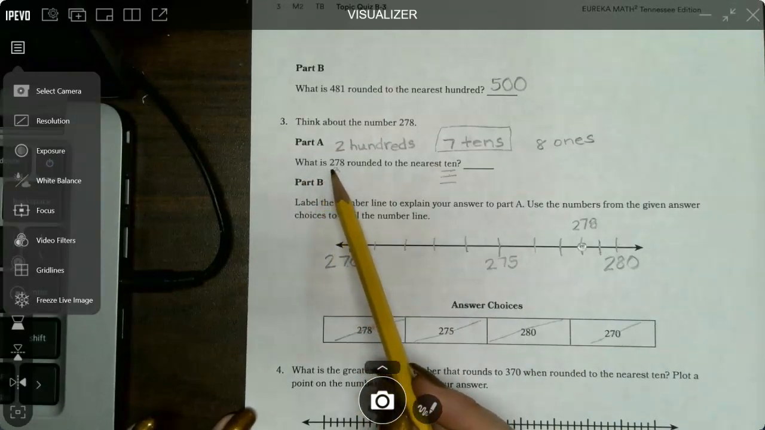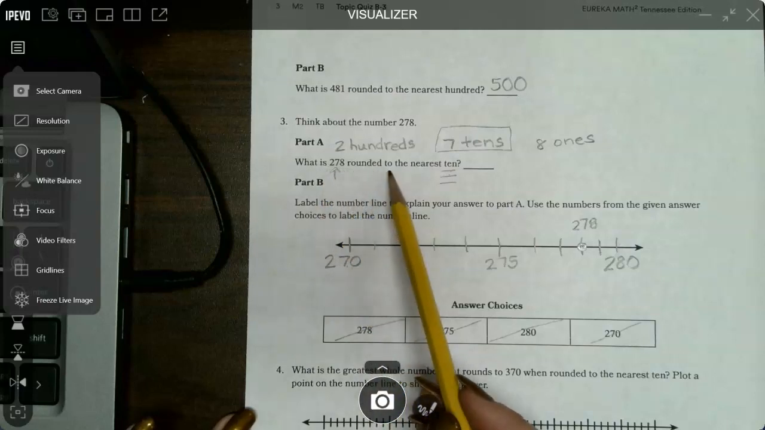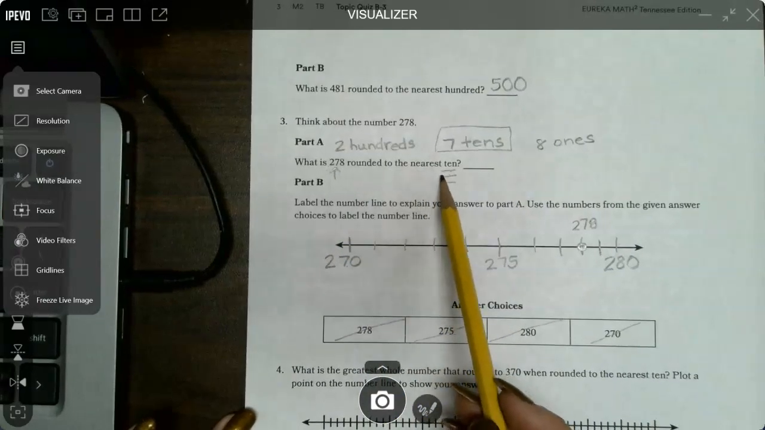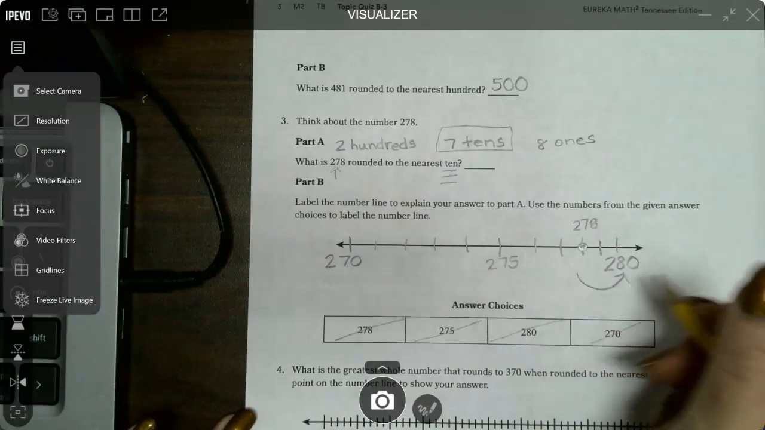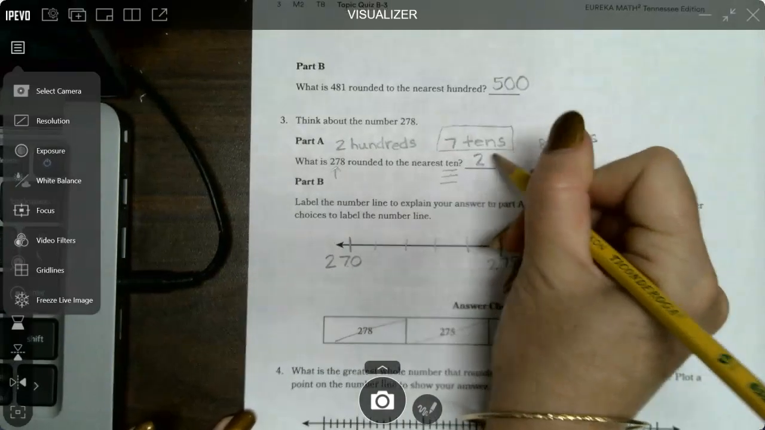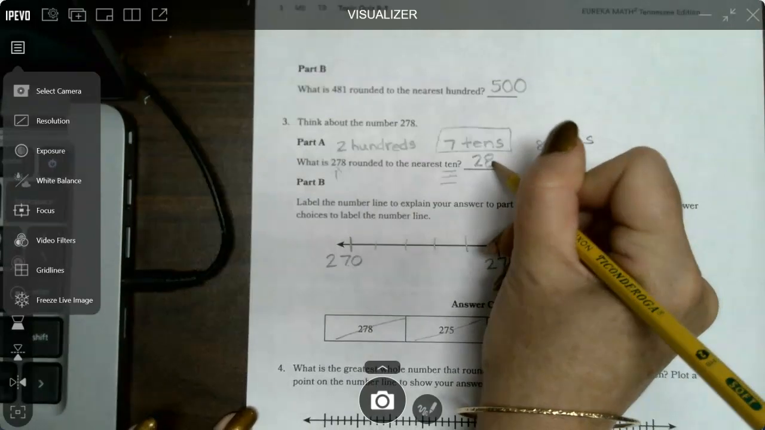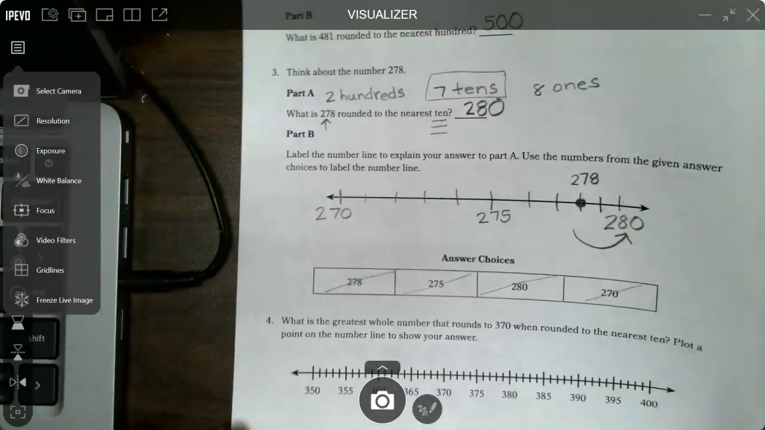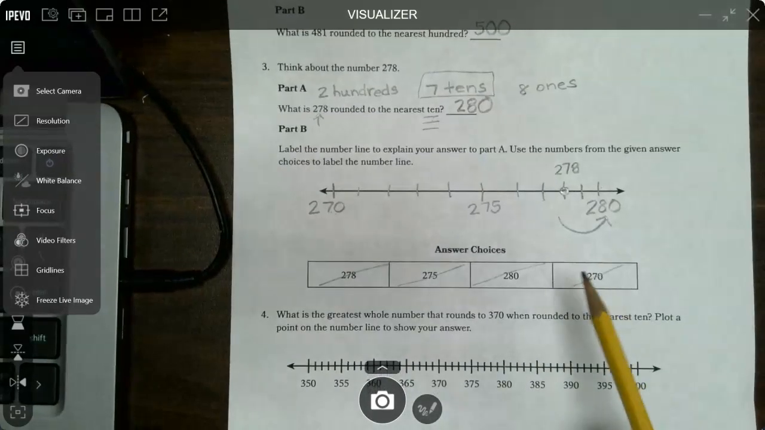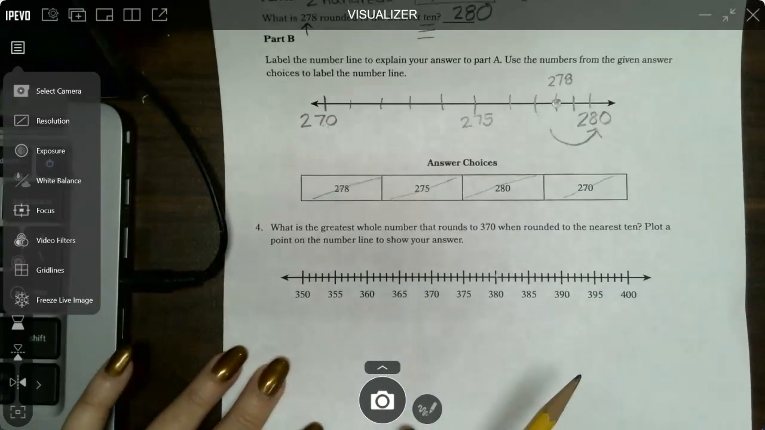What is 278 rounded to the nearest 10? It's going to round to 280. 280 would be what it rounds to. So we want students to be careful and not accidentally round to the nearest 100 when they're asking them to round to the nearest 10.